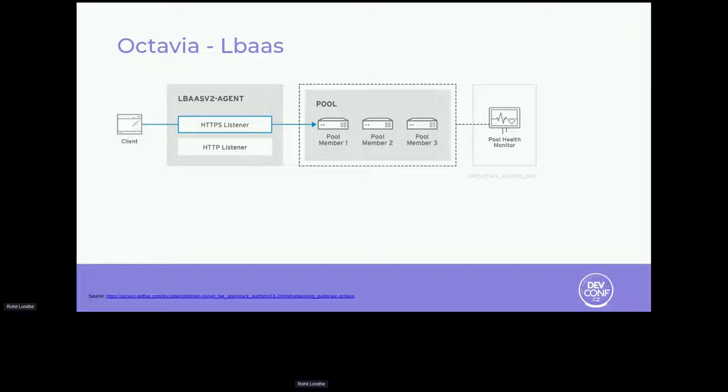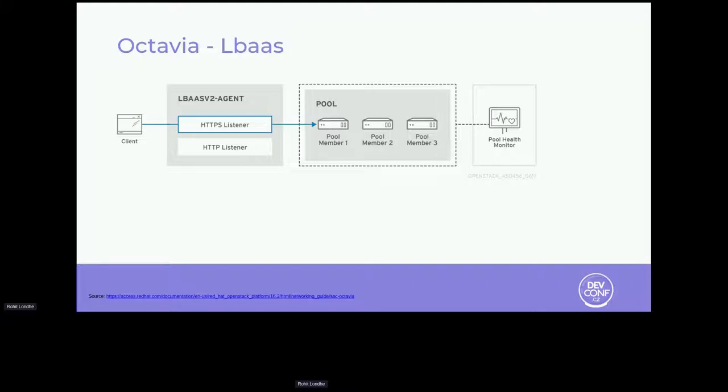Then next we have the pool health monitor, or manager, as we can call it. This is basically for monitoring the health of an individual amphora or member. In our scenario, this might not come into the picture because it is not supported when we are using the OVN provider driver. This is just for the amphora driver. And over here we have the LBaaS v2 agent, or what we call the Octavia API.